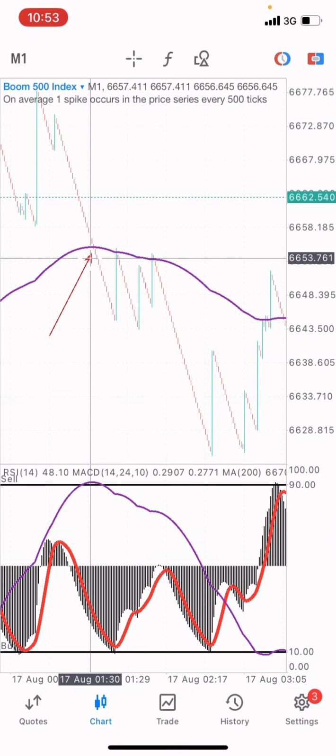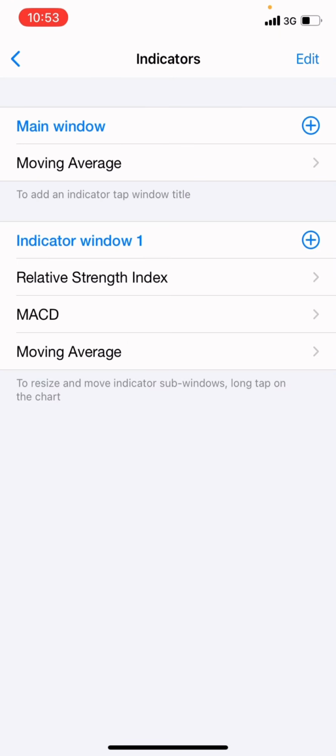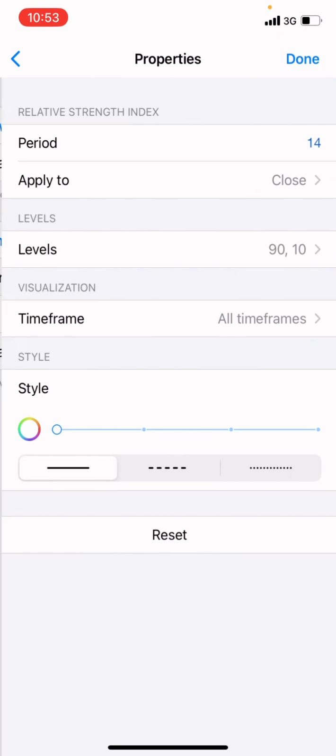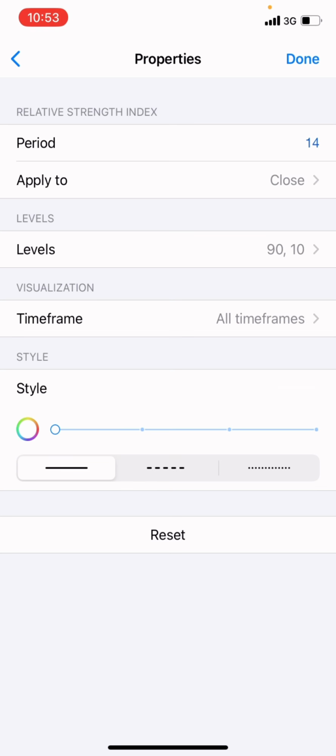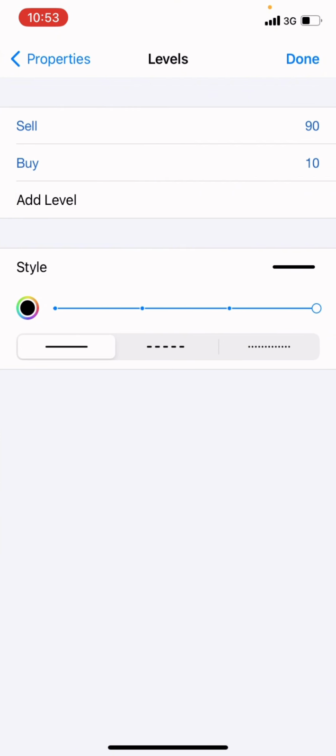You click on done. Then for indicator window 1, you put on the RSI on period 14. You apply to close. The levels are going to be 90 and 10, just 2 levels, level 90 and level 10. For the style, you put it on the last one, which is the 4th one. Then you put the color on black or whatever color you choose. Then you put the straight line pattern here, which is this first one right here. Then you click on done.